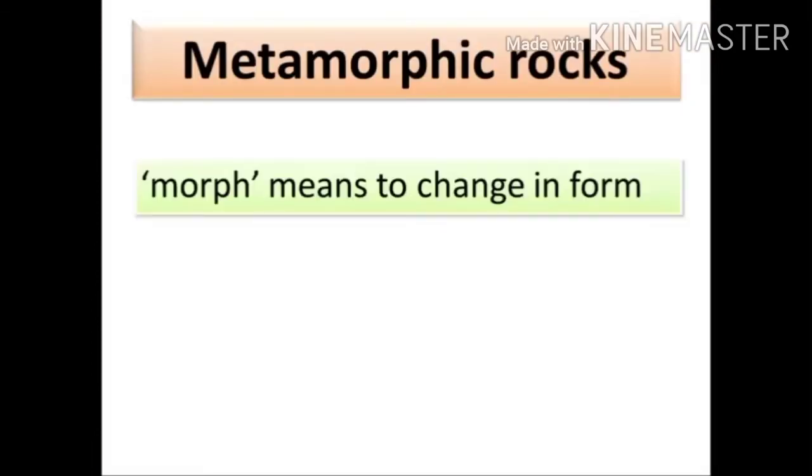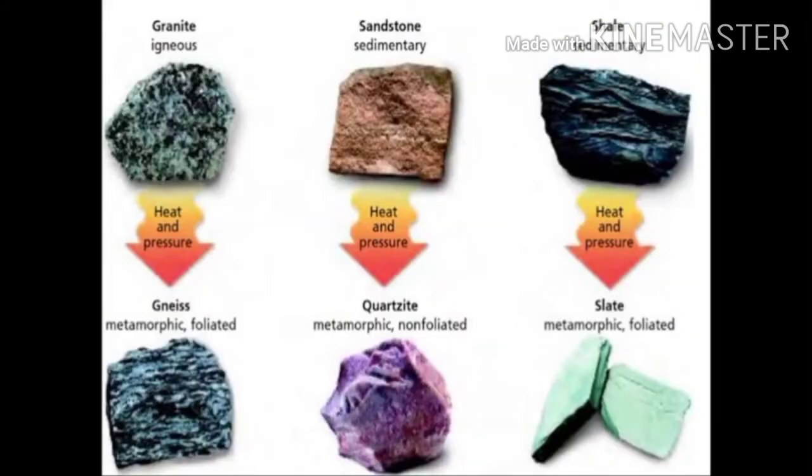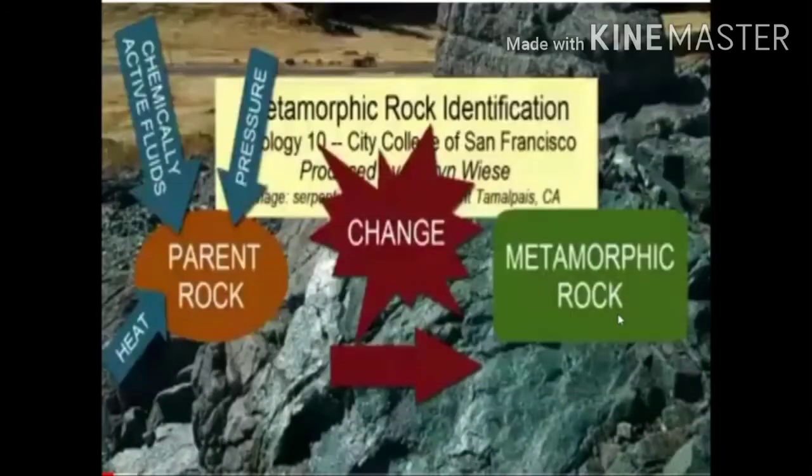The metamorphic rocks. Morph means to change in form. They are formed by pre-existing rocks that are exposed to extreme heat and pressure in the Earth's interior, a process called metamorphism. These are the examples of metamorphic rock. So from pre-existing rocks, the granite, when it undergoes heat and pressure, becomes gneiss. Sandstone becomes quartzite. Shale becomes slate. So they are from the parent rock that receives heat and pressure and chemically active fluids and then changes in form. That's why they are called metamorphic rock.